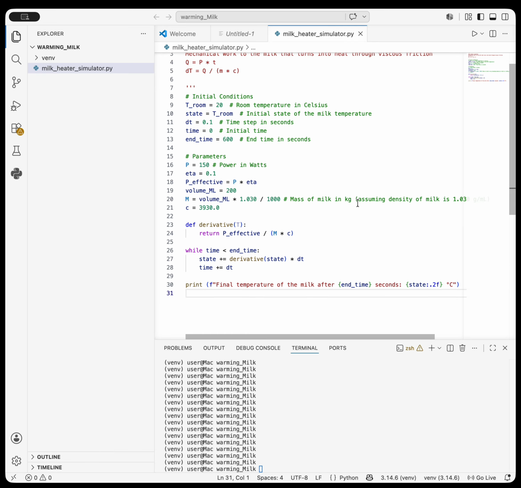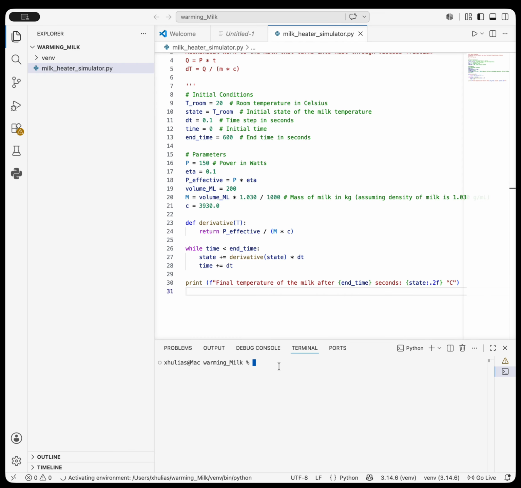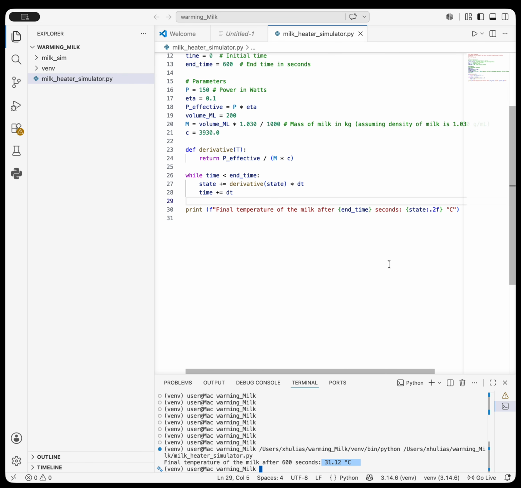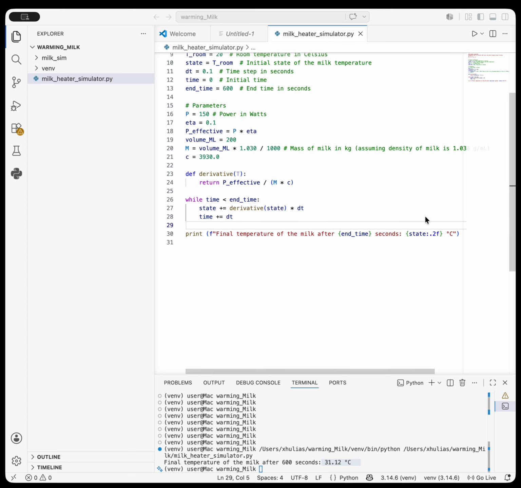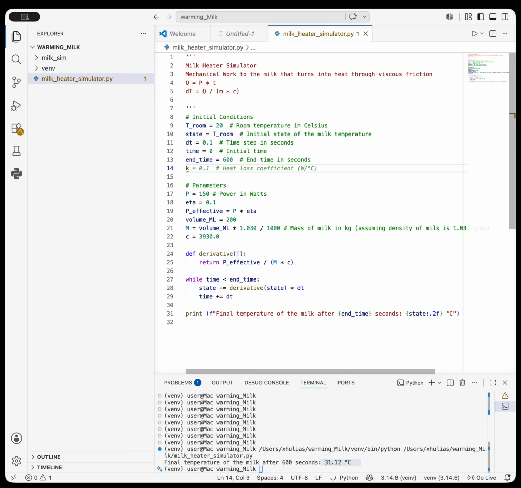So we are going to check now how much the milk heated up with these conditions in 10 minutes, and the temperature is equal to 31.12 degrees. So it heated up around 10 degrees Celsius in 10 minutes. Not bad. The only thing is that this model is only increasing, so it only goes up. And that is not real, because the milk also loses heat to the room. So we are going to need to introduce some coefficient that helps the milk lose some heat to the room. We are going to apply Newton's law of cooling.